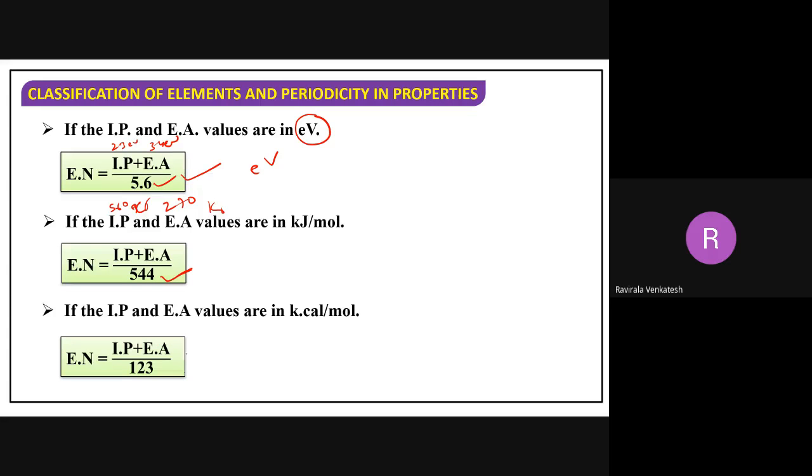Calories like this, 123. This is in terms of electrovolts. This is in terms of kilojoules per mole. This is in terms of kilocalories.